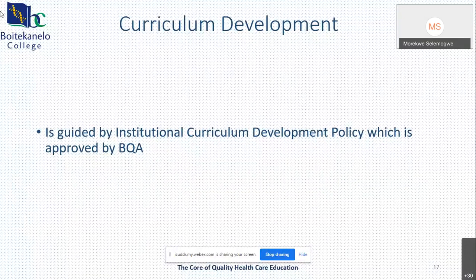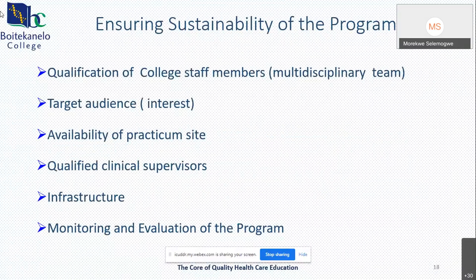Now, how did we try to think about the sustainability of the program? We looked at the qualification of the staff members who are more likely to teach in that program. So they needed to have taken UTC, at least some of them, or most of them. We also considered having a multidisciplinary team so that we don't just have counselors in the program. And then the target audience, we also had to make sure that we do have students so that we become sustainable as a private institution.